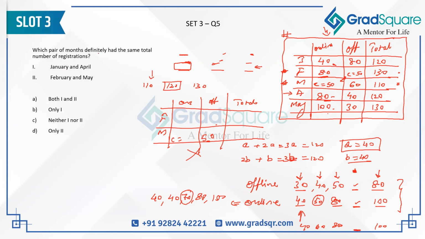Last question from the particular set. Which pair of months definitely had the same total number of registrations? Same total number of registrations. Is January and April having the same total number of registrations? Yes. So the first statement is correct. Is February and May having the same number of total students registered? February was 130 and May was also 130. This is also correct. So which of the following pair of months definitely had the same total number of registrations? Both statements 1 and 2 are correct. With that, we conclude the set 3 of this particular slot.